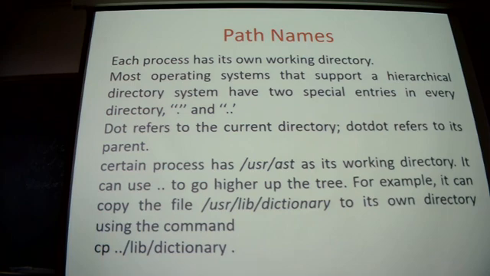Then if we use dot dot from the working directory, we will go to the parent. It means we are now in USR, because USR is the parent of AST. Is there any problem? Okay.